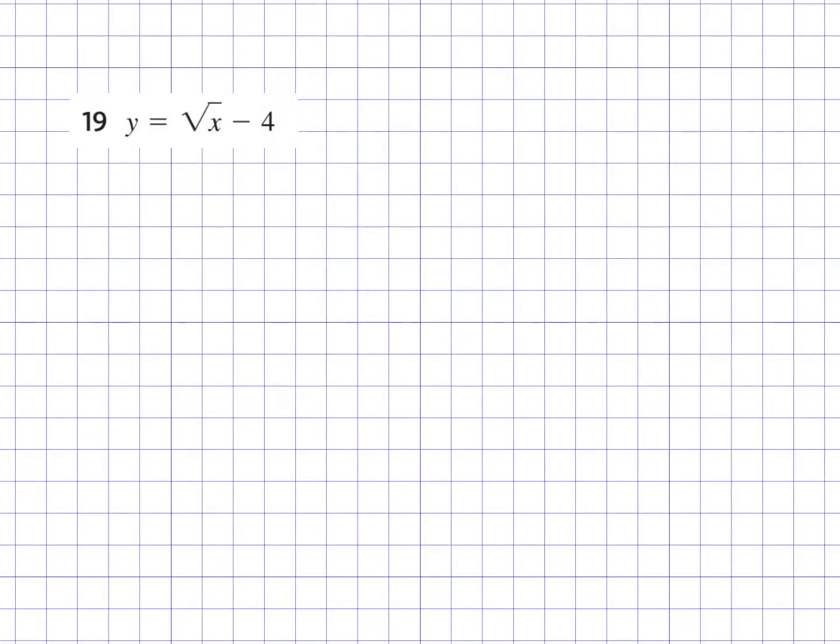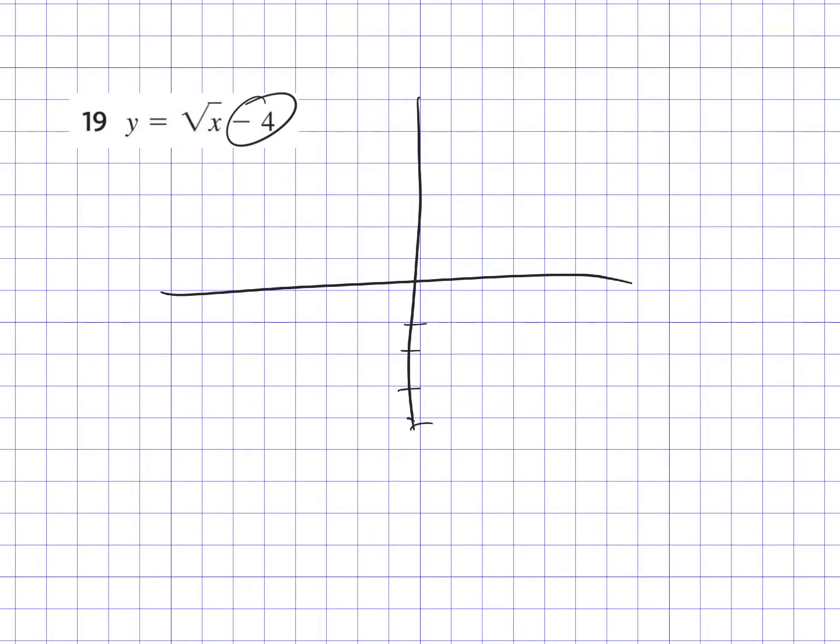All right, number 19. Again, it's the square root. Let's do a quick picture here. It's going to go out to the right, but this is on the outside, so it's a vertical shift, exactly what you think it is. So it goes down 4, 1, 2, 3, 4, and nothing is flipped or anything, so that's your answer.